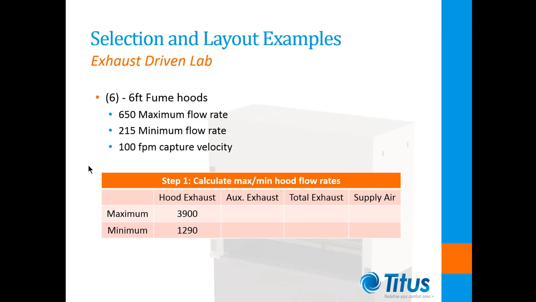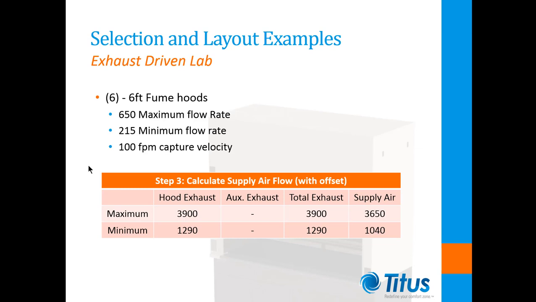Maximum exhaust flow rate for all hoods combined is 3,900 CFM and a minimum flow rate of 1,290. In this case, the minimum exhaust from the hoods exceeds the minimum air change requirements of 500 CFM, so no additional exhaust is required. In order to maintain negative pressurization in the space, we'll maintain the supply offset of 250 CFM. In practice, the amount of offset required to achieve pressurization will depend on how tightly the room was constructed and associated leakage.